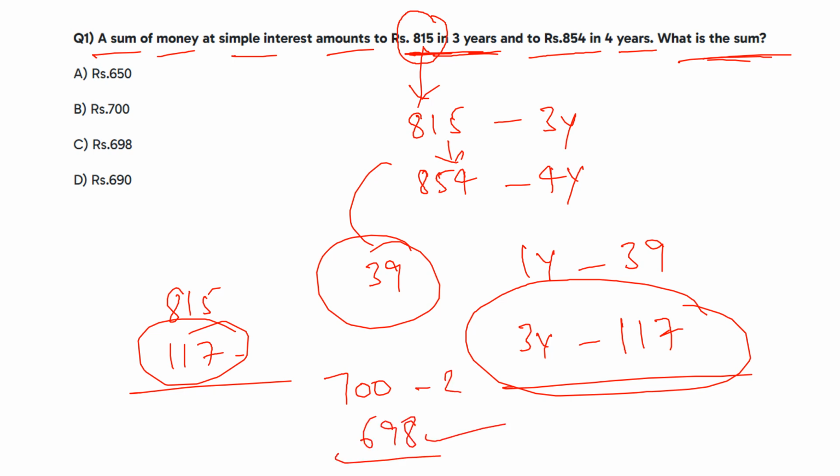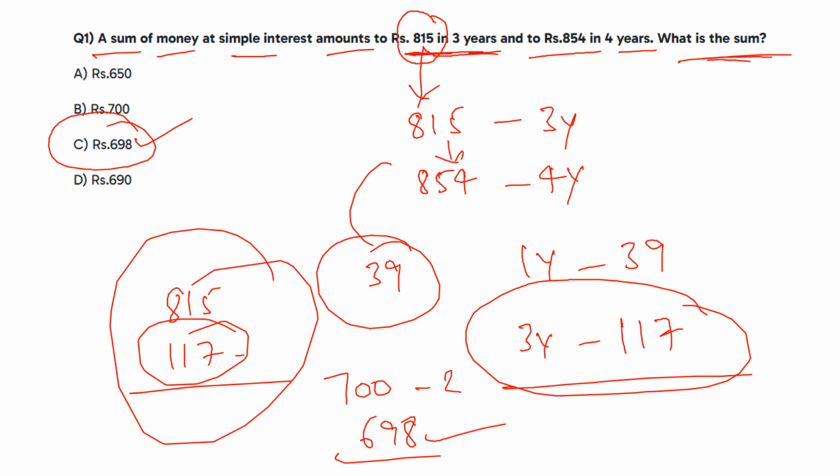You have to do it in a quick manner. Whatever subtraction or addition, don't do it by the regular method. You have to calculate in a speed way so that you can save some time in exams. Here you can see 698 is the answer.